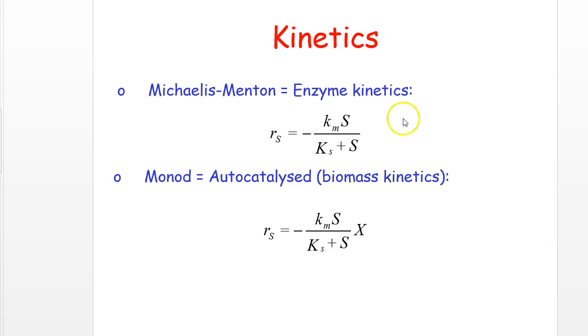So here we have it more clearly expressed. Michaelis-Menten for enzyme kinetics, and Monod is when we have biomass and bioreaction, and we see the terms are essentially equal, but when we have a bioreaction, we multiply by the number of microorganisms. This is also called the saturation function.